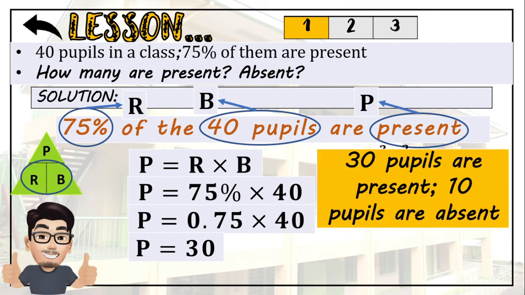Then since we have 40 pupils, we just subtract it. 40 minus 30, so ibig sabihin 10 pupils are absent. Okay? Same with, di ba kanina we identified that 25% of them are absent. If we will multiply 40 times 25, the answer is also 10. Okay? Basta first things first, we need to identify which is the rate, which is the base, and which is the percentage. Okay? Let's have another one.